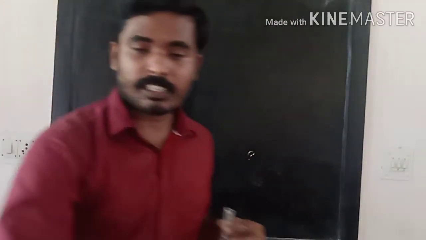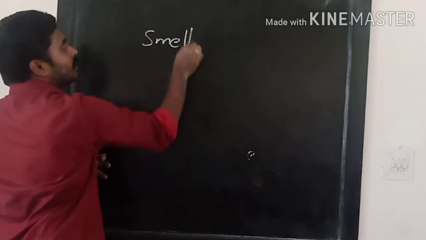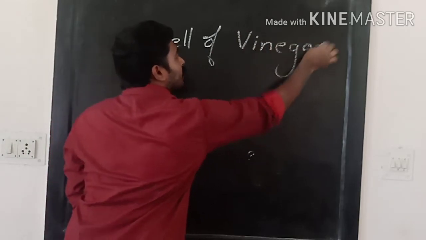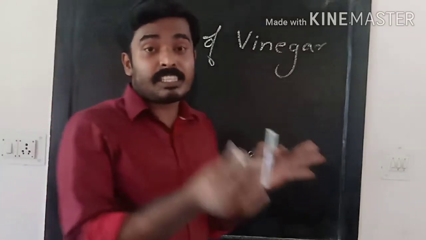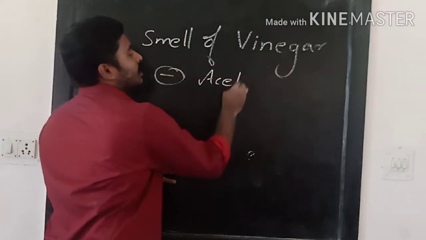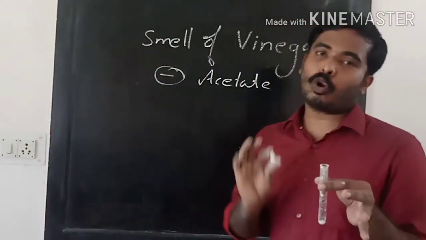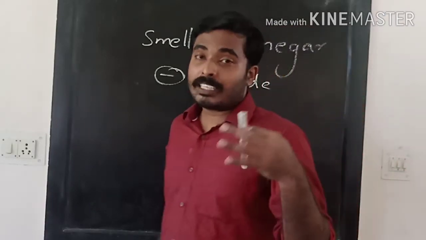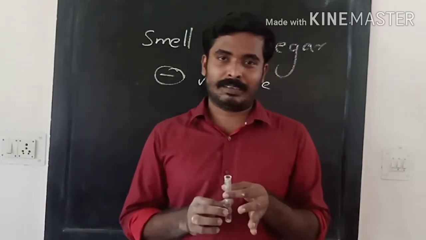This is our second salt. This salt is having a smell of vinegar. If there is a smell of vinegar, that's a very easy way to identify the anion acetate. Anion may be acetate. Anyway, we are not going to confirm it now. We are going to do another experiment, that is also with dilute HCl.